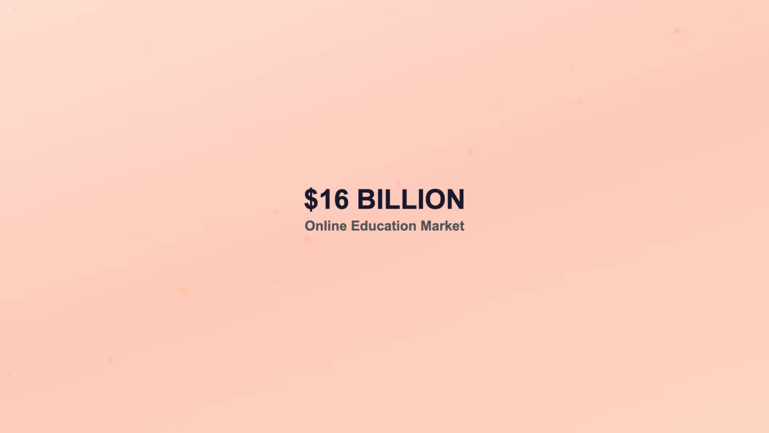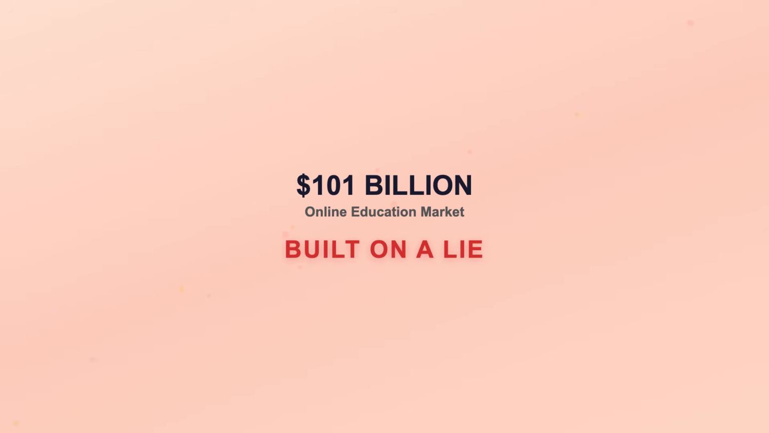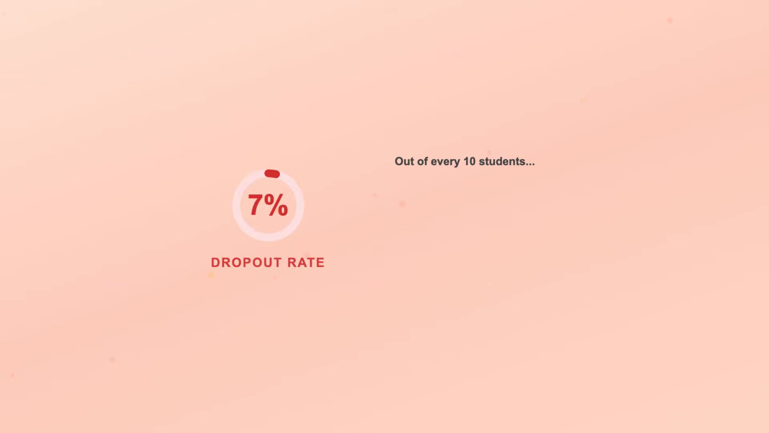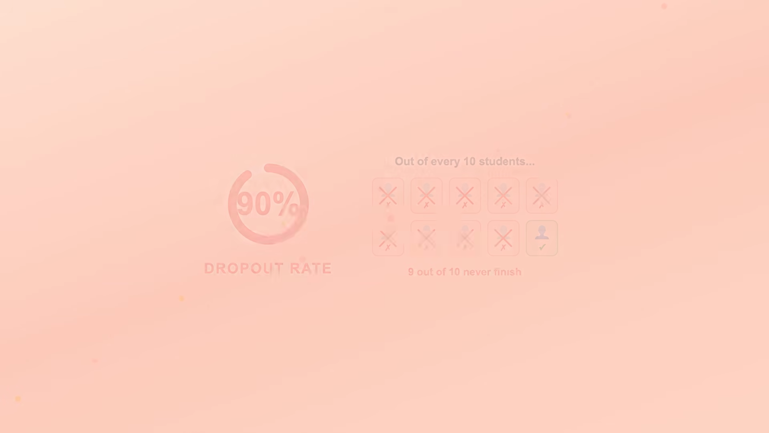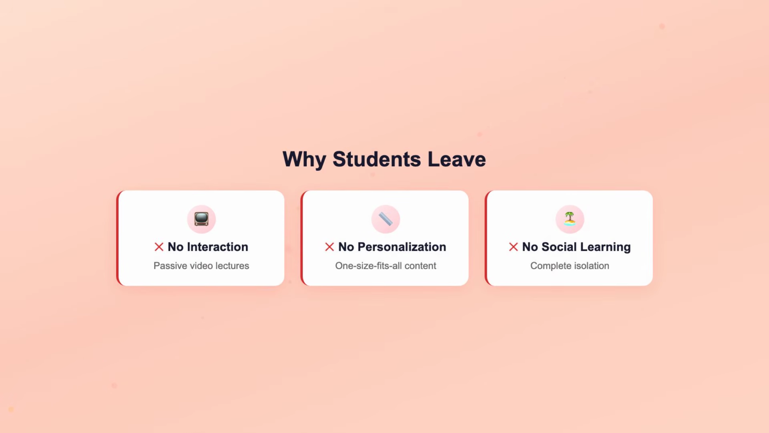Let's talk about the elephant in the room. Online education is a $101 billion industry, and it's built on a lie. MOOCs, massive open online courses, were supposed to democratize education. Instead, they have a 90% dropout rate. 90%. That means for every 100 people who sign up for a Coursera or Udemy course, 90 of them quit before finishing.